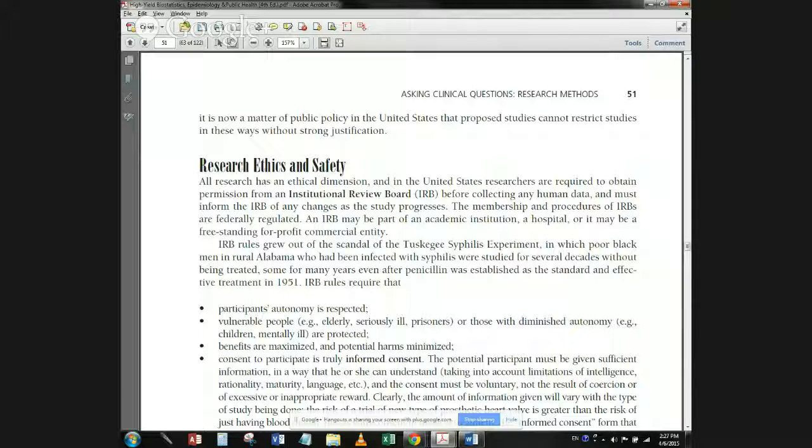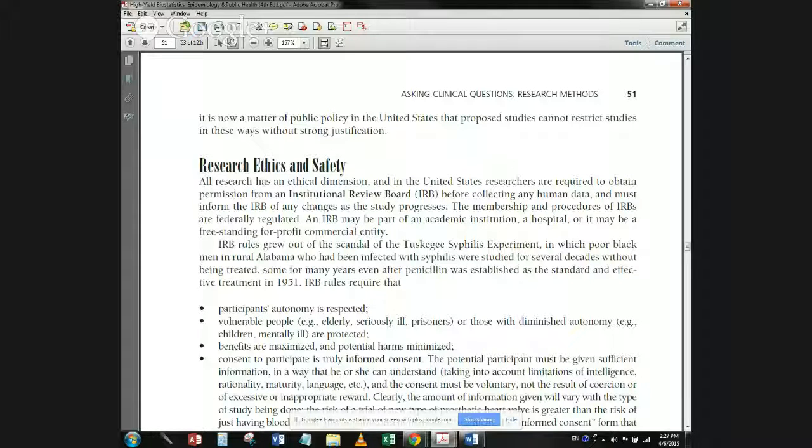Institutional review board rules require that participants' autonomy is respected. They require that vulnerable people are protected, such as the elderly, seriously ill, and prisoners, and that those with diminished autonomy, such as children and the mentally ill, are also protected. The rules also require that benefits are maximized and potential harms minimized. Further, they require that the consent to participate is truly informed consent. The potential participant must be given sufficient information in a way that he or she can understand, taking into account limitations of intelligence, rationality, maturity, language, etc. And the consent must be voluntary, not the result of coercion or of excessive or inappropriate reward.